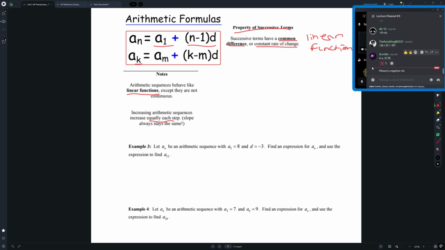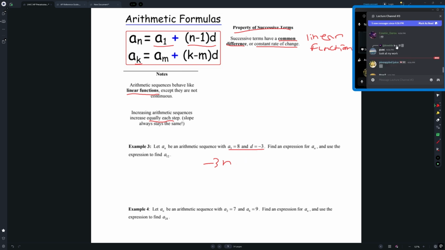And the answer is negative 19, as a lot of people put. So as Guac put, it's negative 3, because 3 terms in, and then you would plus 7. Where did you get the 17 from?